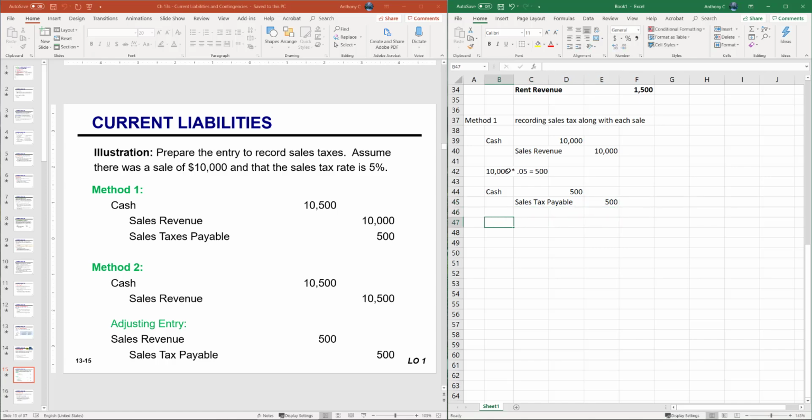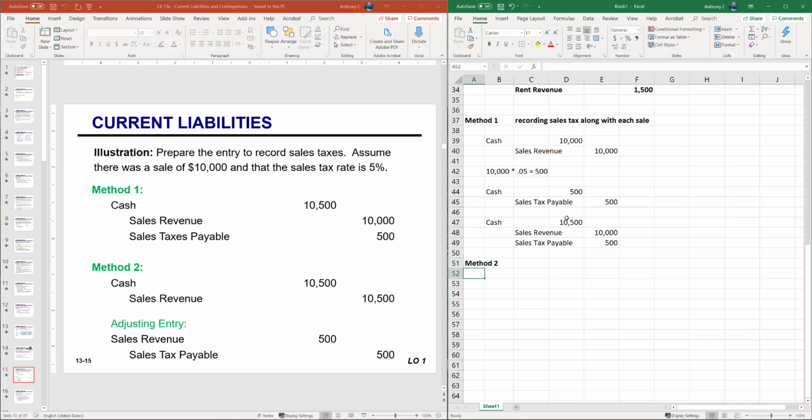Notice this journal entry is really the same thing as on the slide. I've done it in two journal entries, but we could really just do this in one, where the total amount of cash we're getting is 10,500. Of this 10,500, 10,000 reflects sales revenue, and the other $500 reflects our sales tax payable. Okay, so that's method one.